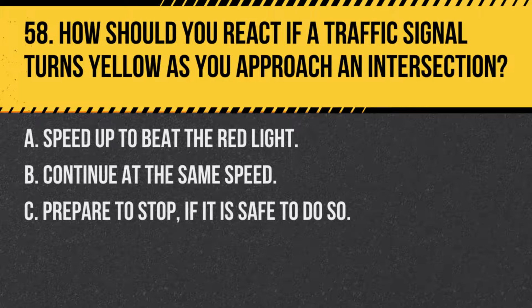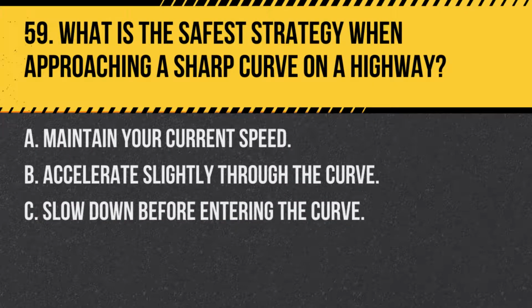Answer. C. Prepare to stop if it is safe to do so. A yellow light means the signal will soon turn red. Question 59. What is the safest strategy when approaching a sharp curve on a highway? A. Maintain your current speed. B. Accelerate slightly through the curve. C. Slow down before entering the curve.